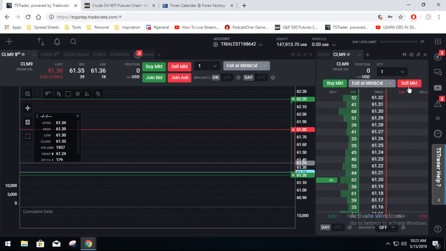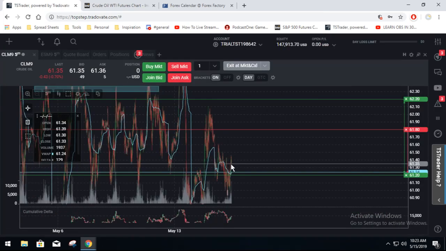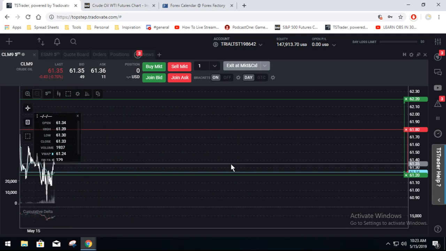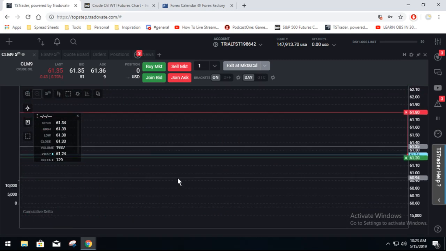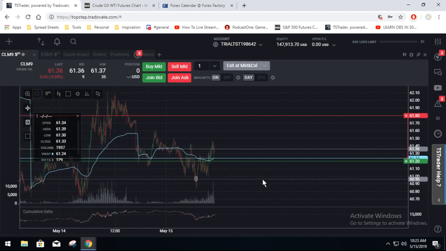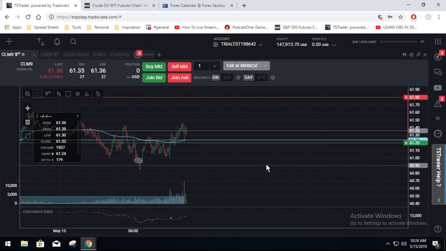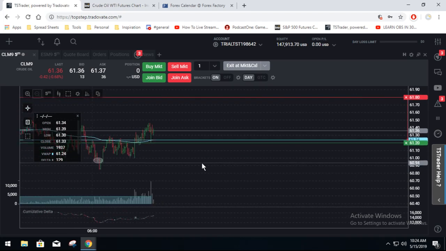This DOM is really not important to me, so I'll just remove this. So I trade more off price and analysis than anything else. Trading is a job. Trading is not a game. It will never be a game.